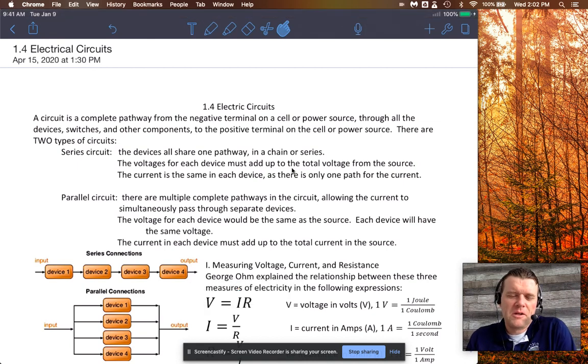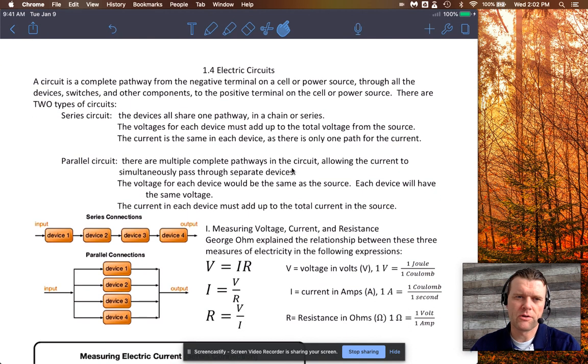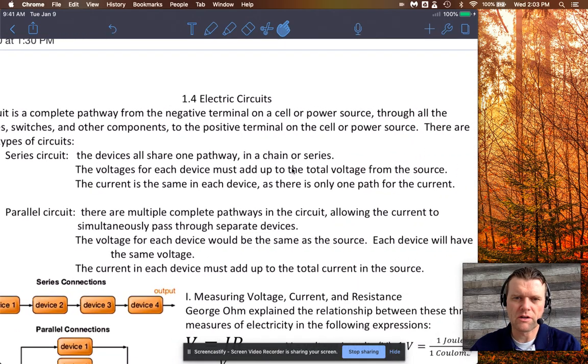Hello, this video is designed to help you go over electric circuits, and I'll be covering the basics of voltage, current, and resistance, as well as circuits. So, you can see here in the notes, a circuit is definitely a complete pathway from the negative to the positive end of a power source. And you need to know these two types of circuits. There is a series circuit and a parallel circuit.